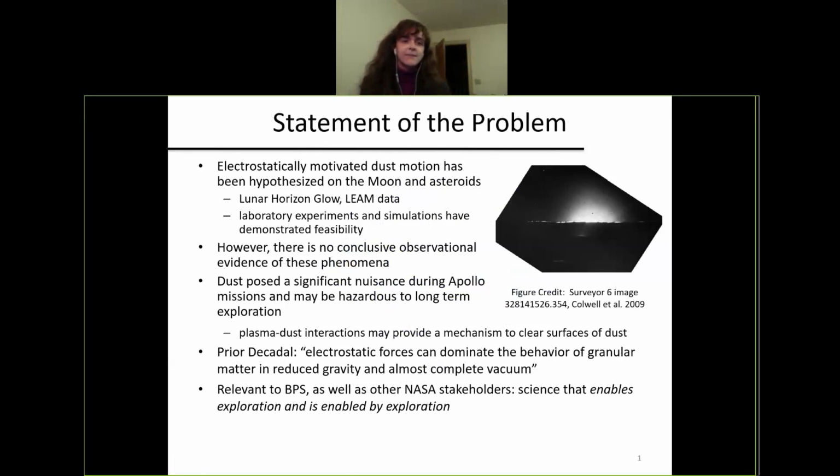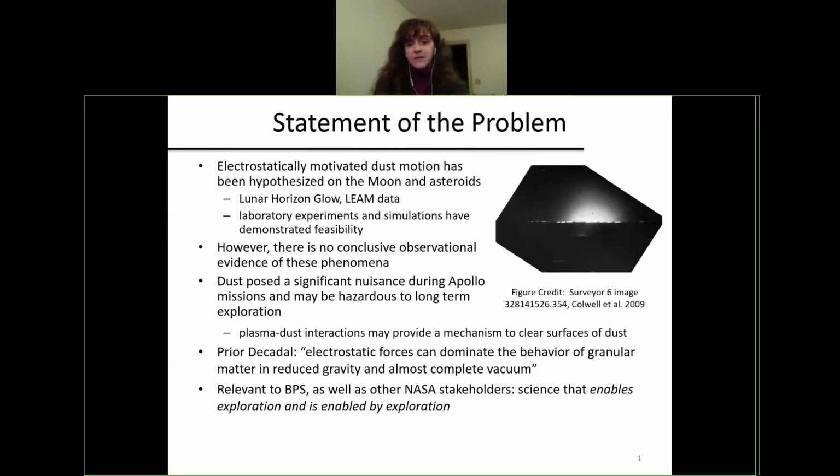Okay, so electrostatically motivated dust motion has been hypothesized to occur on the moon and asteroids, and we have some circumstantial evidence that seems to indicate that these sorts of phenomena could happen. There have been many lab experiments and simulations that have demonstrated the feasibility of electrostatic lofting and levitation, but there's no conclusive observational evidence of these phenomena. Additionally, dust posed a significant nuisance during the Apollo missions and may be hazardous to long-term exploration.